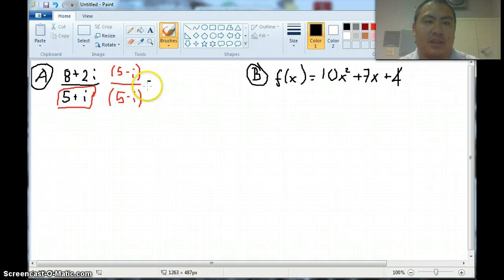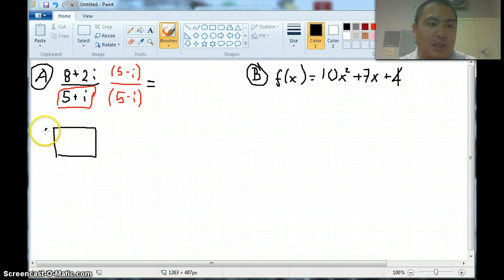Alright, so let's see what we get here. Now, I'm going to do the top via area model. I have 8 plus 2i, and for the other one I have 5 minus i. So I'm going to split up this box. I have 8 times 5, which gives me 40. 8 times negative i gives me negative 8i.